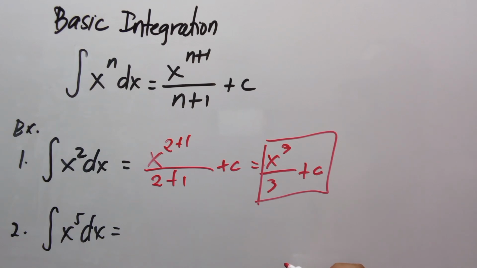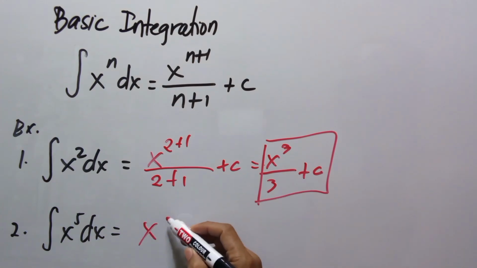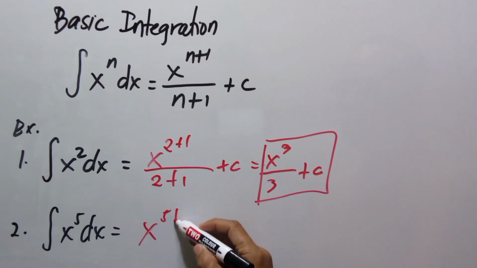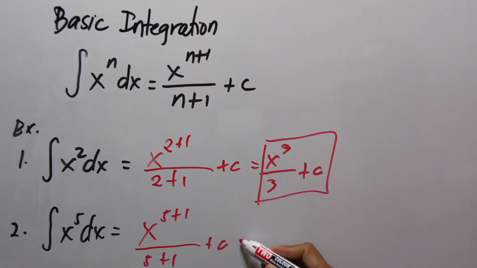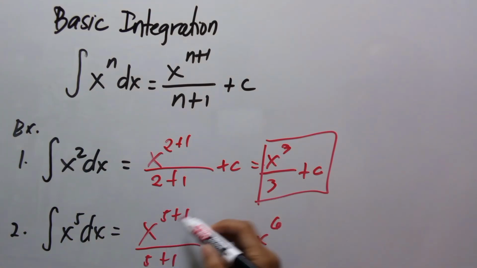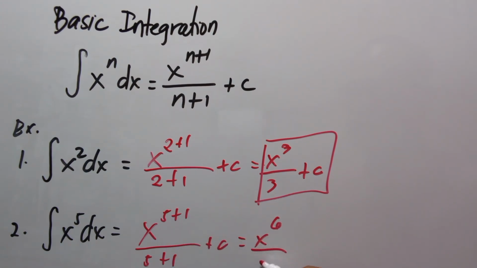Okay, let's have number 2. The integral of x raised to the power of 5. So again, our n is equal to 5. So therefore, x raised to the power of 5 plus 1 over 5 plus 1 plus c. So, okay, so equals x raised to the power of 6. 5 plus 1 is 6, over 5 plus 1 is 6. So plus c. So this is our final answer. Okay.